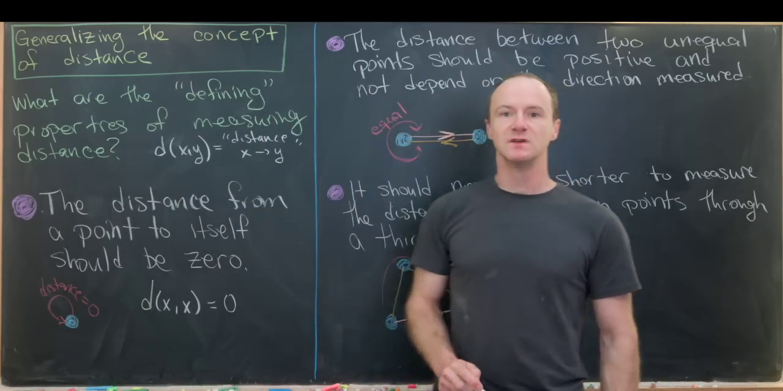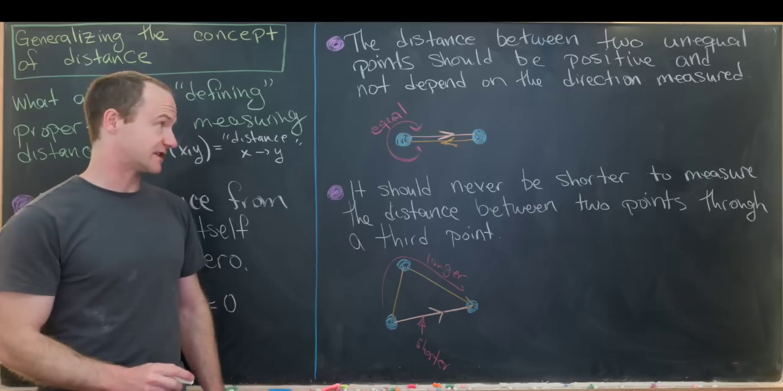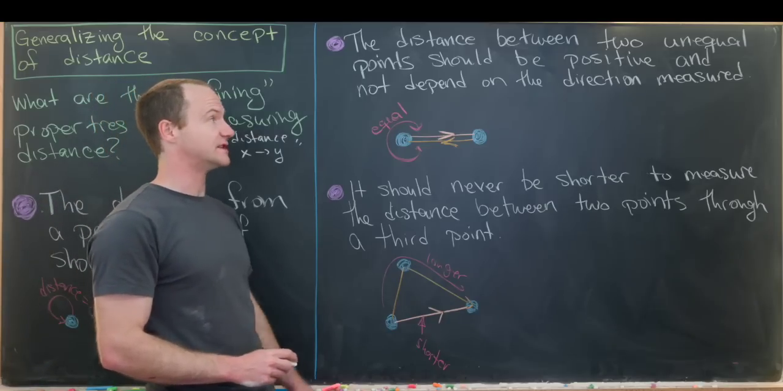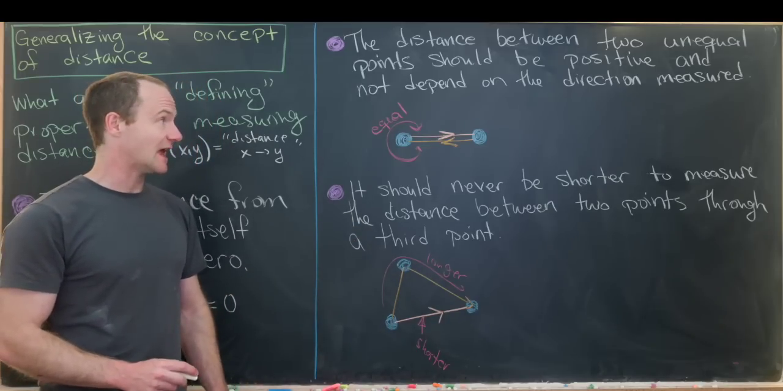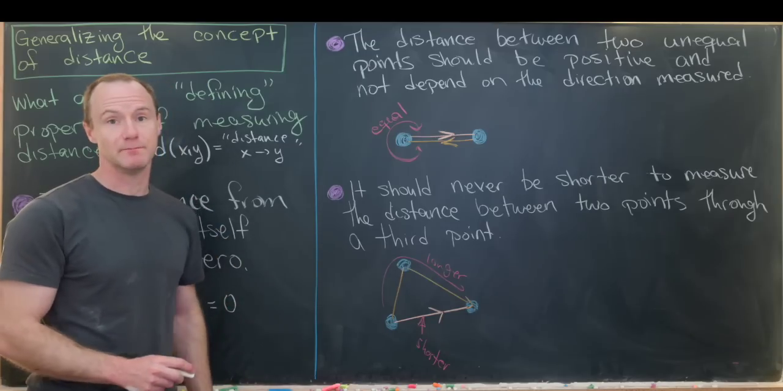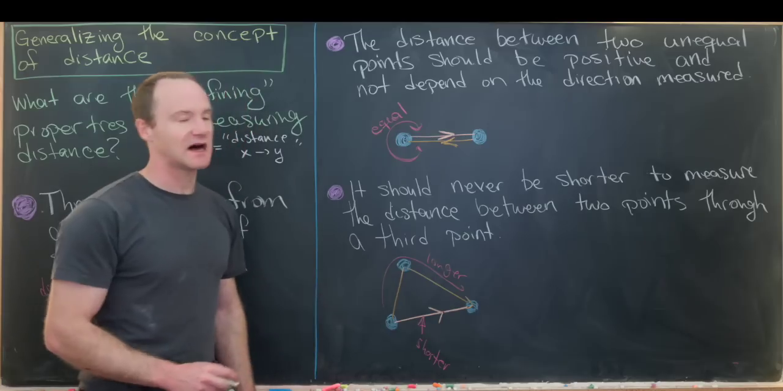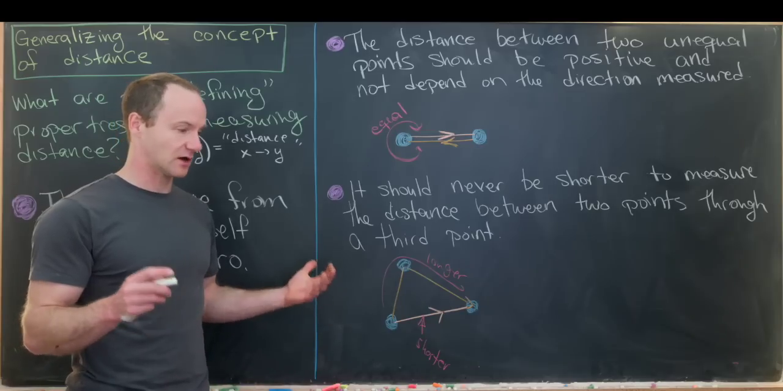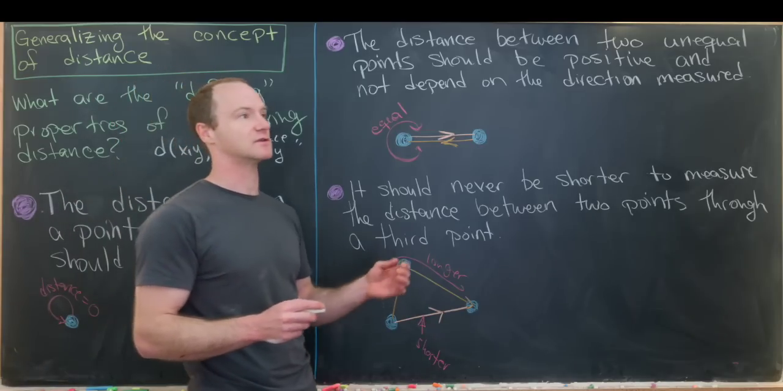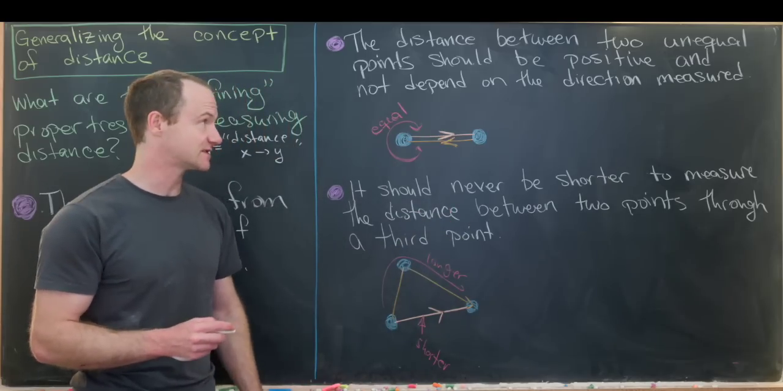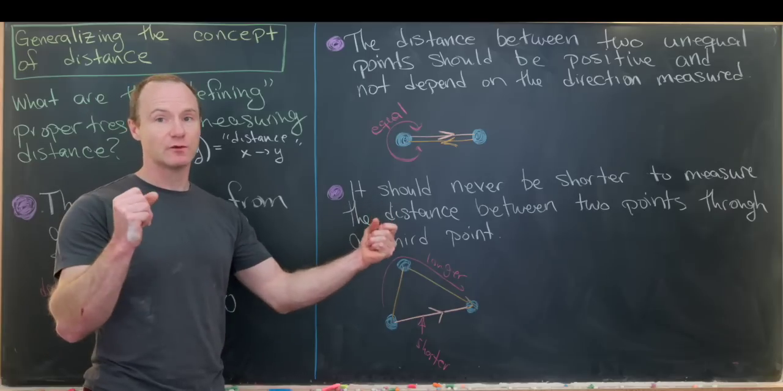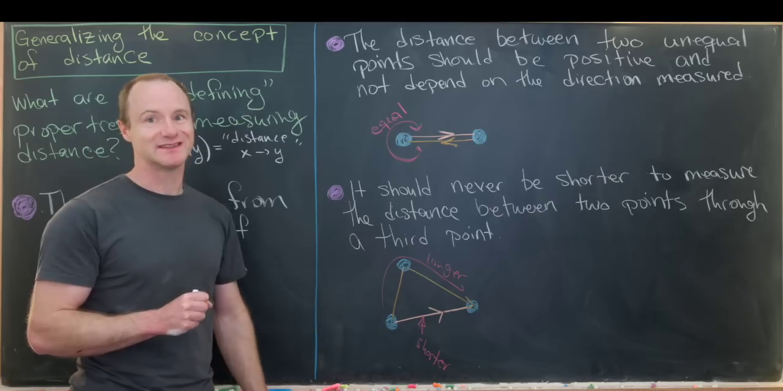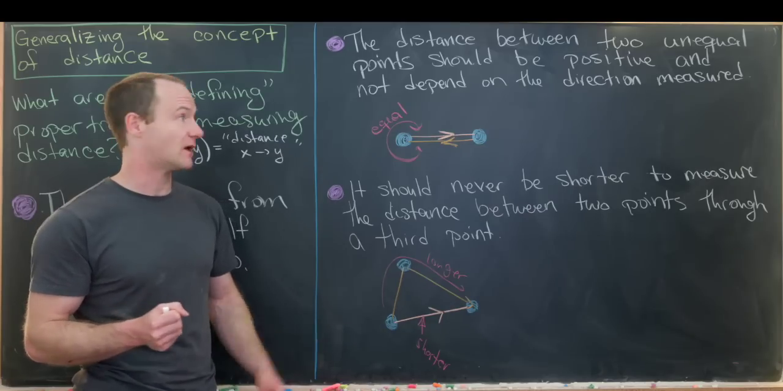Okay, great. So here's another defining characteristic that I think we can all agree on, and that is the distance between 2 unequal points should always be positive and not depend on the direction measured. So let's talk about the always positive thing first. Well, obviously, or maybe not so obviously, but for our setup, which mimics measuring distance in the real world, you should never have a negative distance. And 2 unequal points should not be allowed to be 0 units apart. And so that tells you that the distance between 2 unequal points should be positive.